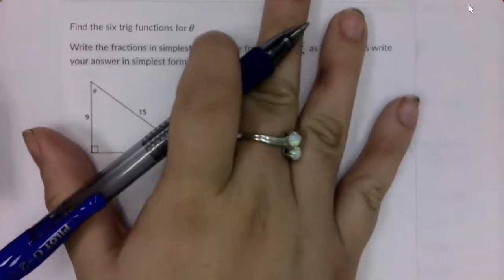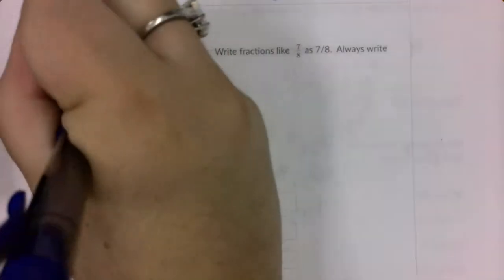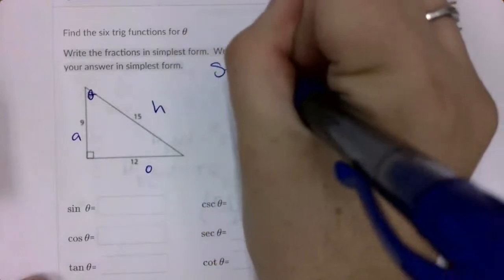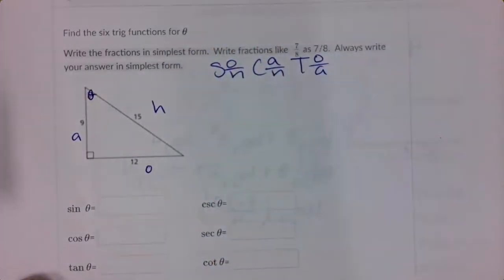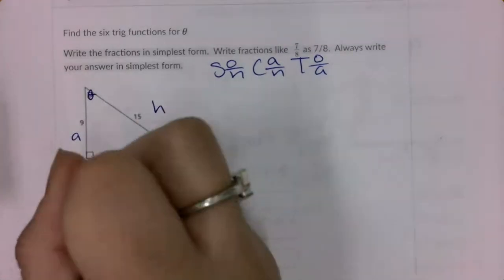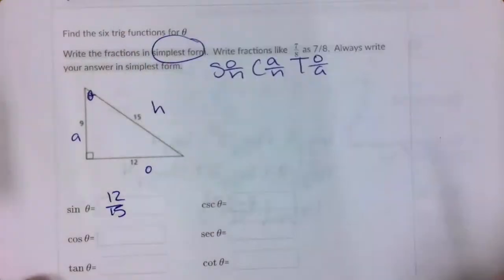Okay. Number 15 gives me a right triangle and it wants me to find the 6 trig functions of theta. If my theta is up here, this is my opposite, this is my adjacent, and this is my hypotenuse. Remember we have SOHCAHTOA to help us remember the trig functions. Sine is opposite over hypotenuse, so 12 over 15. But I want to simplify that if I can, because it says simplest form.